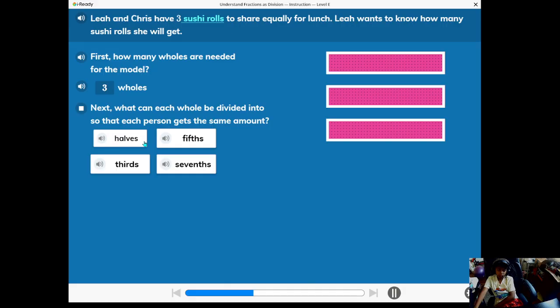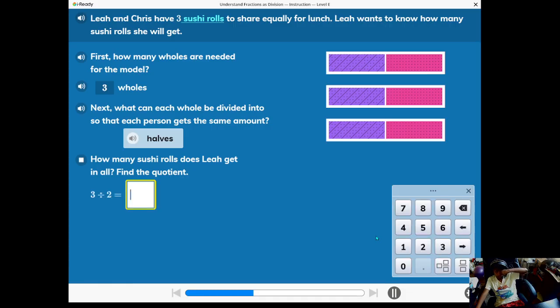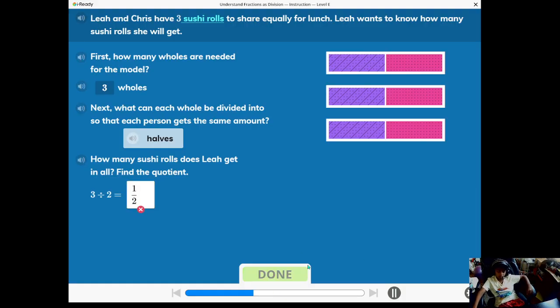Next, what can each hole be divided into so that each person gets the same amount? Halves. Now each hole is divided into 2 equal parts. Leah will get 1/2 of each sushi roll. How many sushi rolls does Leah get in all? Find the quotient. 1/2. Each hole is divided into 2 equal parts, so each part is 1/2.